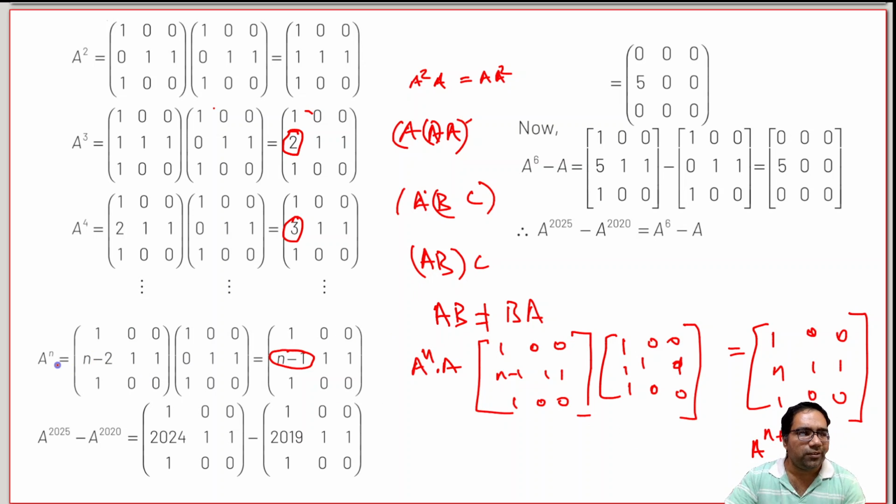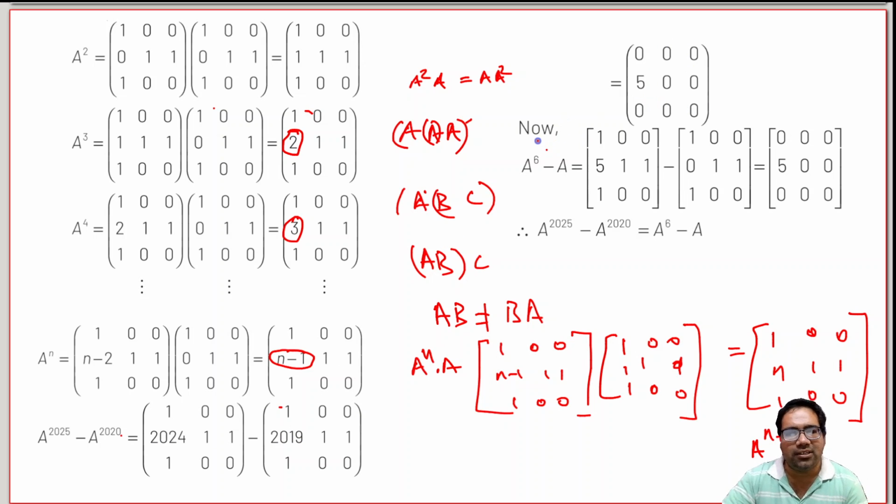Now we know A^n is this one: all ones and zeros except this second row, first column. What does that mean? A^2025 has n minus 1, that is 2024, here, and the rest all ones and zeros. Similarly, A^2020 has 2019 here, and the rest all ones and zeros, exactly the same as A. Now, what is the difference? 1 minus 1 is 0, 0 minus 0 is anyway 0. So 2024 minus 2019 becomes 5, and the rest all become 0.